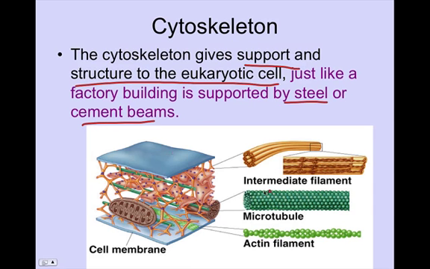There are going to be different parts to the cytoskeleton, which we'll discuss. One of them is a microfilament, and the other is a microtubule. And these two things make up the cytoskeleton of the cell.